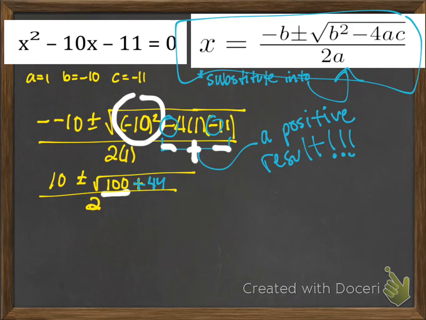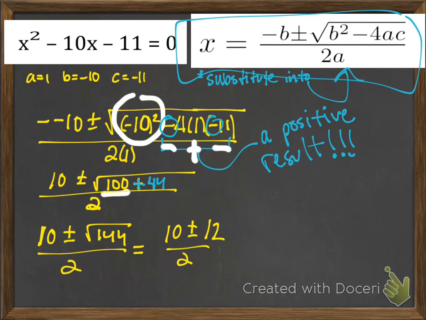It's 100 plus 44, which gives me 144. The square root of 144 is 12. And now, when I look at this fraction, before I even add or subtract the 10 and 12, I'm going to see that all three terms are reducible by 2. So I'm going to divide each term by 2, leaving me with 5 plus or minus 6 over 1, which is like 5 plus or minus 6. 5 plus 6 is 11. 5 minus 6 is -1.